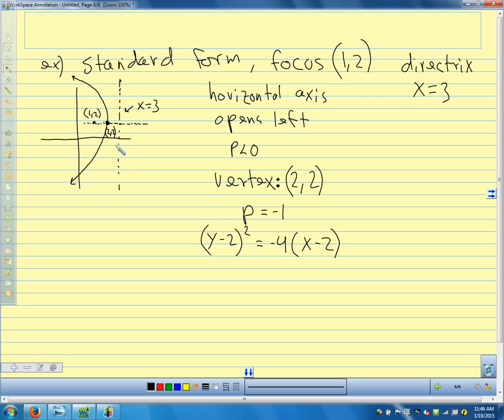So that point is (2, 2). If it asked us to sketch a graph, we would go 2 units up and 2 units down from the focus, because we multiply p by 2. And that would tell us how wide the graph was. All right, questions on that example? I'm just trying to go through several different ways that you're going to have to work with these parabolas.